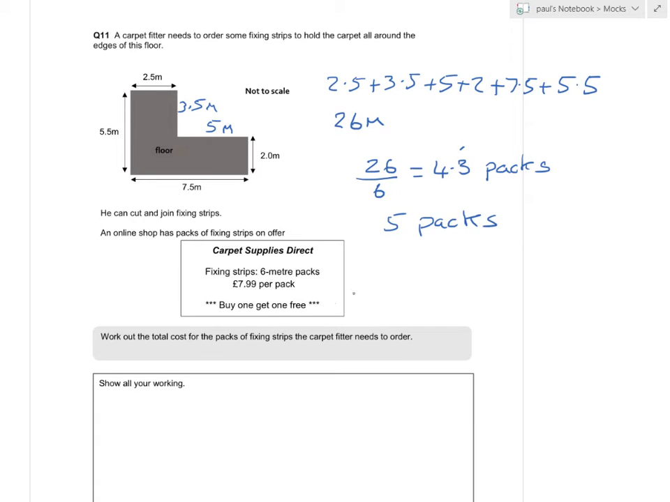Now, it's $7.99 a pack. Buy one get one free. All right, so we buy one, we get one free. We buy one, we get one free, and we buy one, and that makes up 5. So we're going to buy 3 packs, or the price of 3 packs times $7.99. So 3 times 7.99 is $23.97.